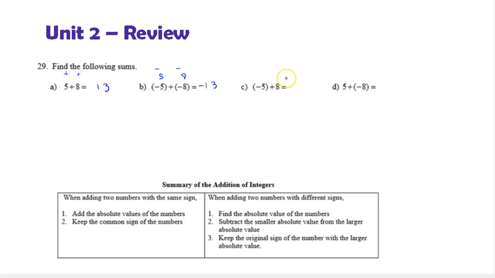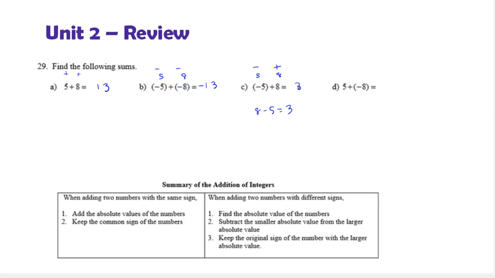Here we have negative 5 plus 8, so we have a negative and a positive. When we have a negative and a positive, their absolute values are positive 5 and positive 8. We find the difference in the absolute values, which is 3. Now, whichever has the largest absolute value, which would be 8, the answer has the sign of that number, so this is a positive 3.